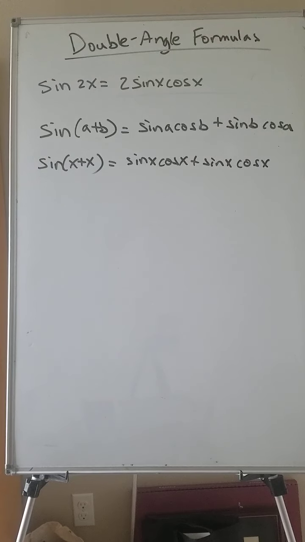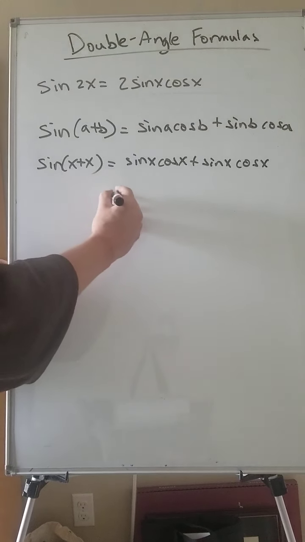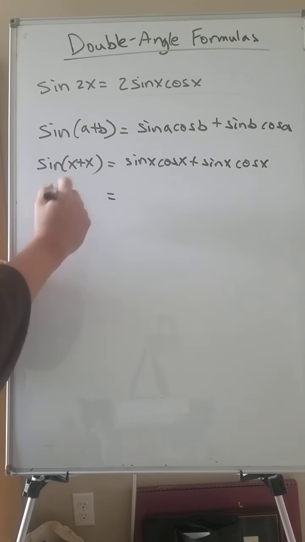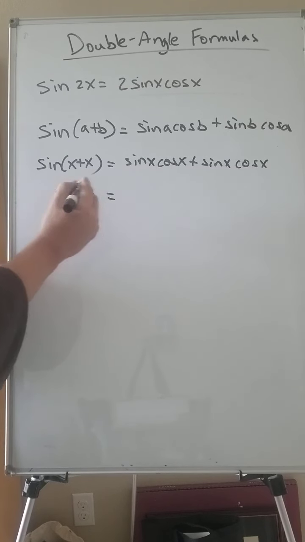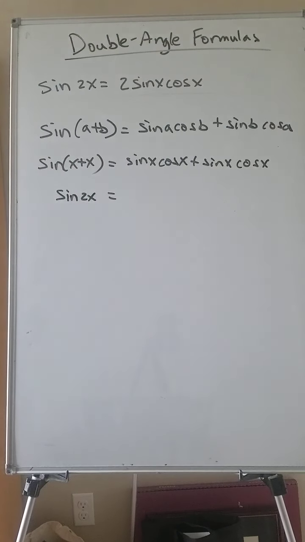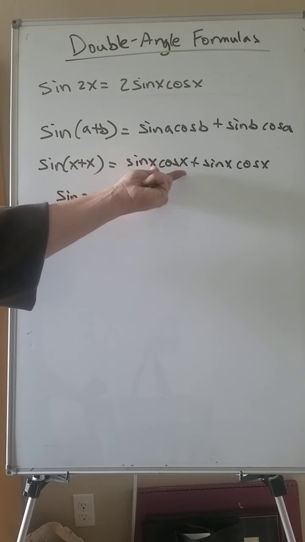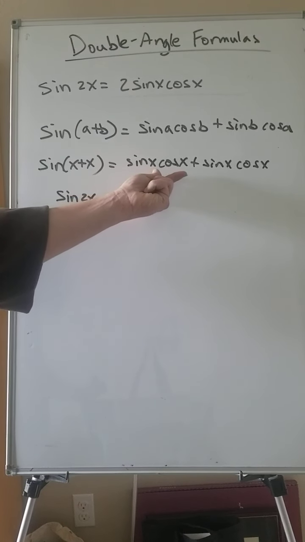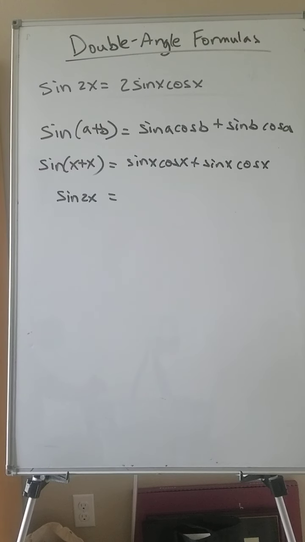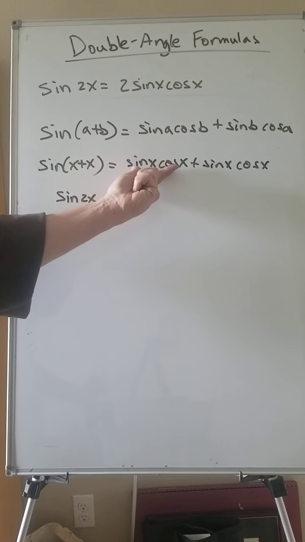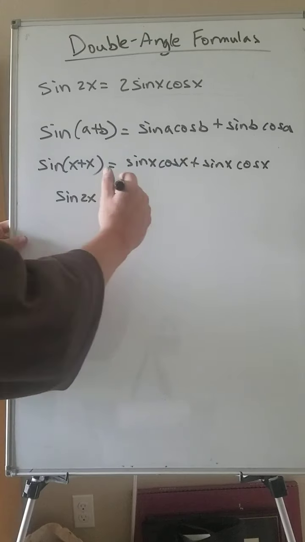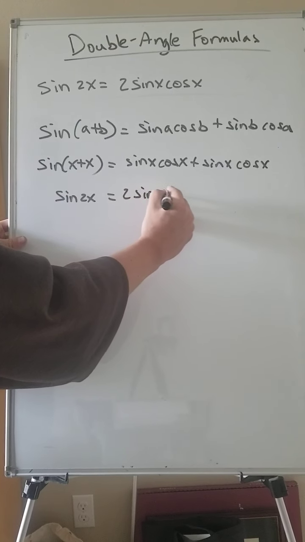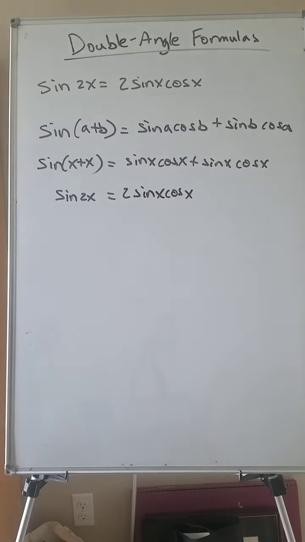And then if you simplify, on the left-hand side, you have sine of x plus x, but that's really just the sine of 2x, right? X plus x is 2x. On the right-hand side, you have a term of sine x cosine x, and you have another term of sine x cosine x. How many of those terms do you have? You have 2 of them. You have one of them here, and you have one of them here. So therefore, I have 2 terms of sine x cosine x.